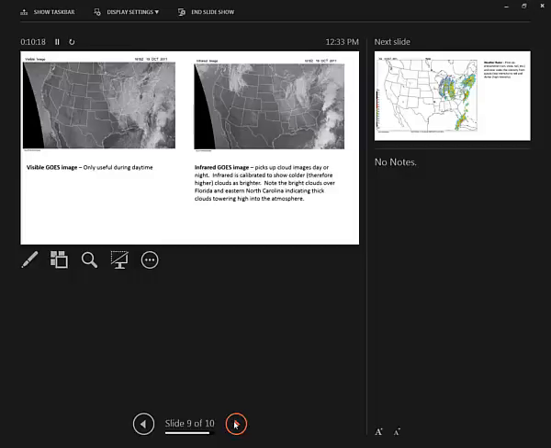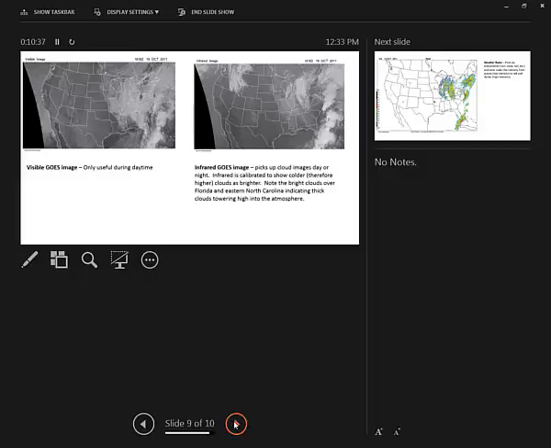you're not seeing any cloud. That's because it's still dark there. Okay, so the sun rises from the east. So the visible light from the sun is giving us images of the cloud from about Missouri and Iowa east, as you can see. So visible images are only useful during daytime, which limits their usefulness.